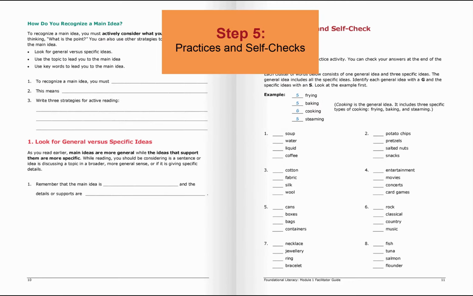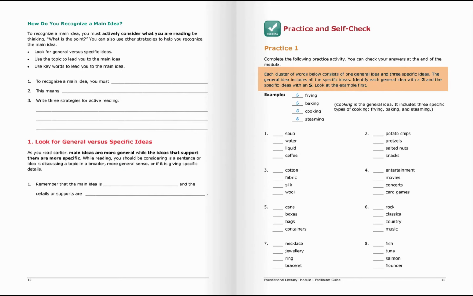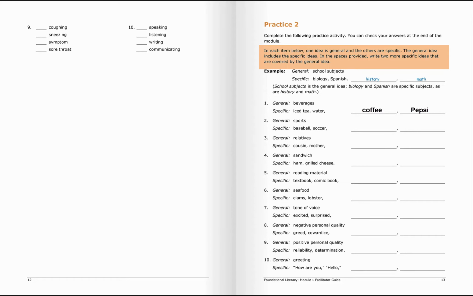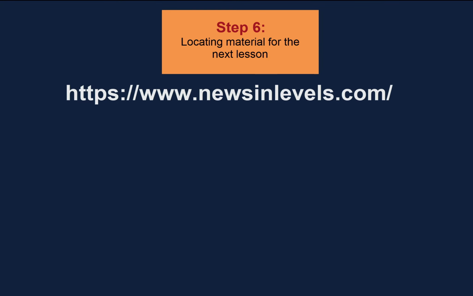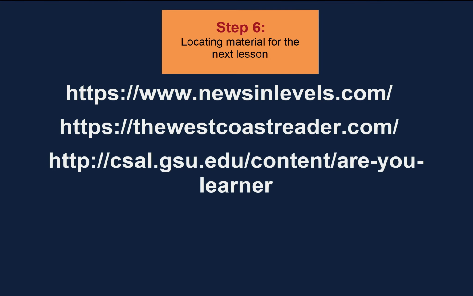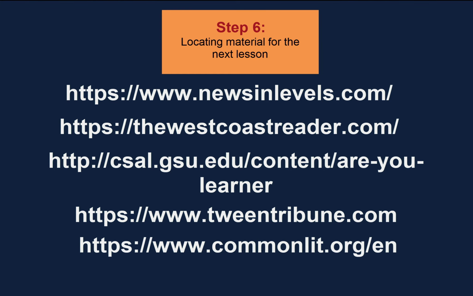Step 5. Practices and self-checks. Prior to delivering the lesson, read the directions and attempt a few questions for each practice. Answer keys are at the back of the module of both Facilitator and Learner Guides. The last step to adapt these modules for lower level learners will be to find external resources to practice the skills on. More information on that coming up.